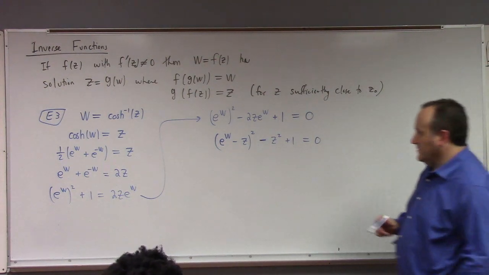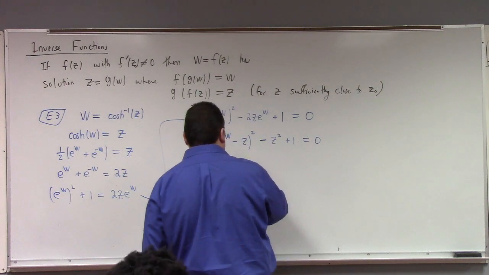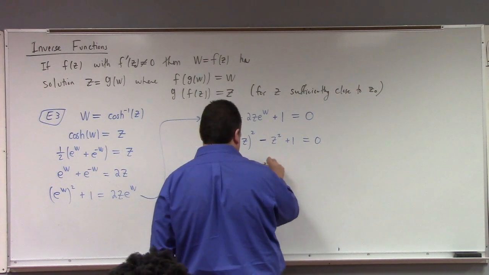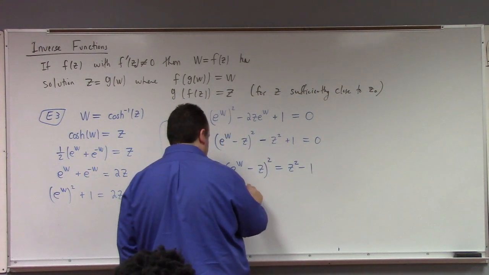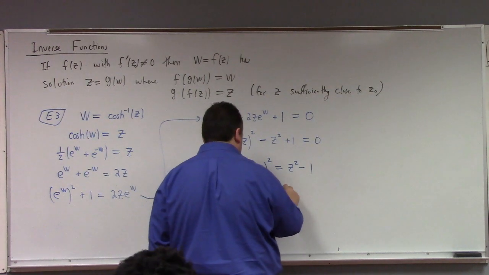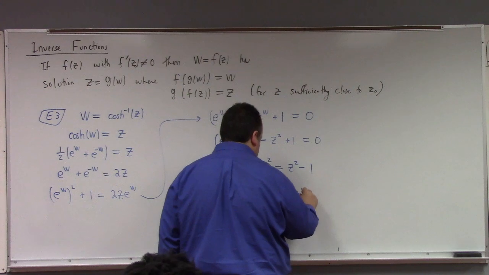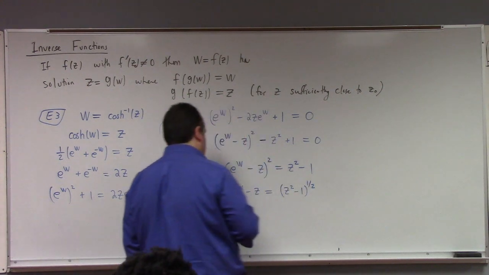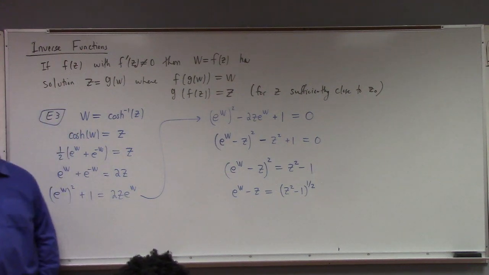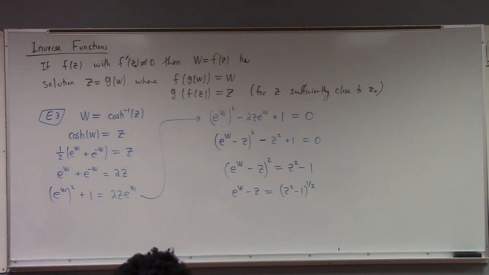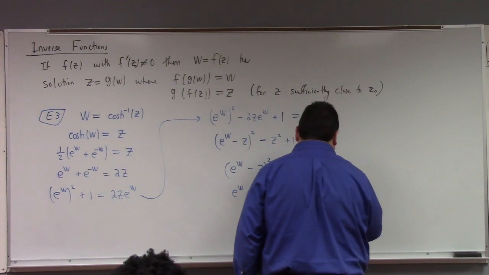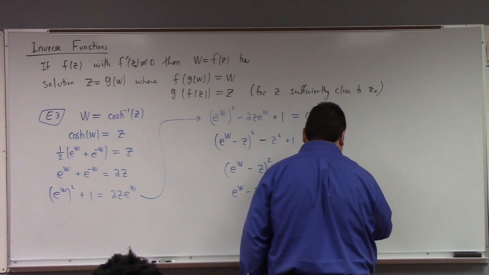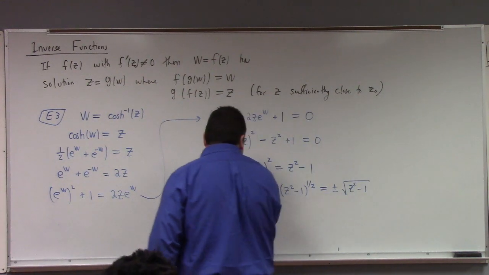And then I can isolate the square. So I got myself (e to the w minus z) quantity squared is equal to z squared minus 1. Lo and behold, e to the w minus z has to be equal to (z squared minus 1) to the 1/2. Now here I am using the notation of equality for element of, that is the set of square roots, technically. If you'd like me to write this less loosely, I could write it this way instead: this is plus or minus the principal square root of z squared minus 1. We could do that.